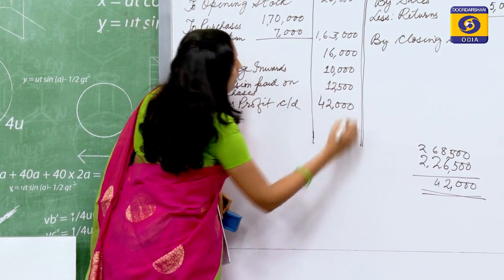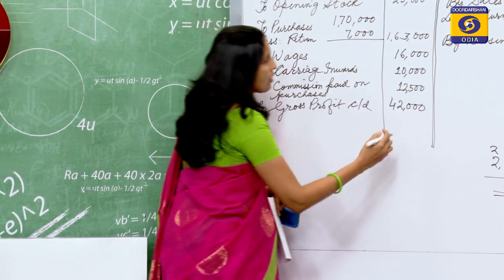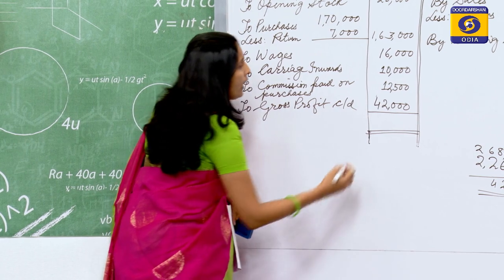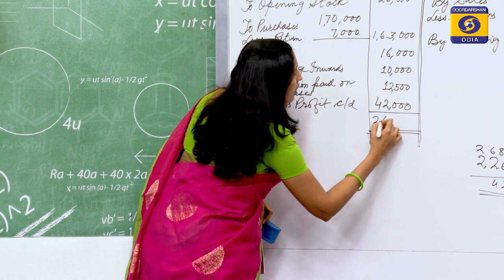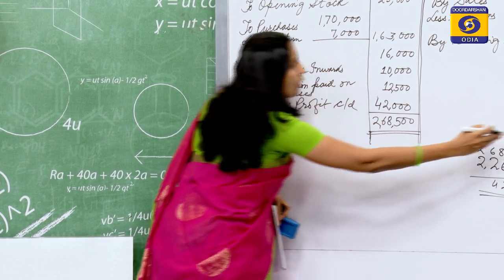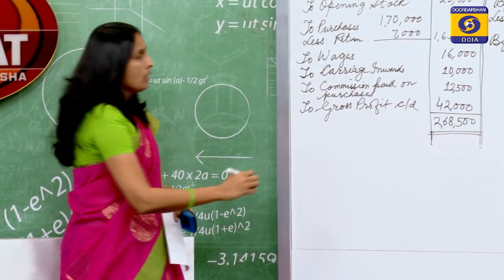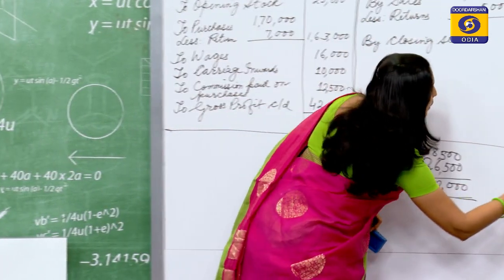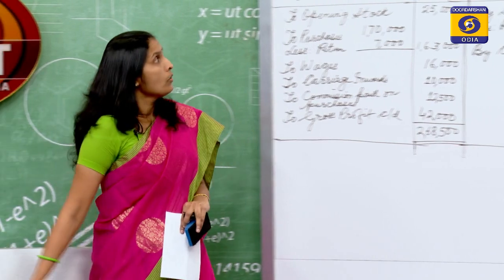Since the profit and loss account is an extension of this trading account, which we shall discuss in detail, you can write it either way. Now we'll do the totaling. Students, please remember that both these totals should be on the same plane, and then we'll close this account. So this is a trading account.